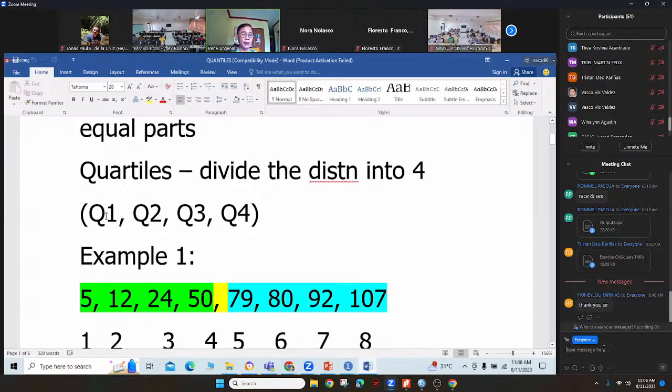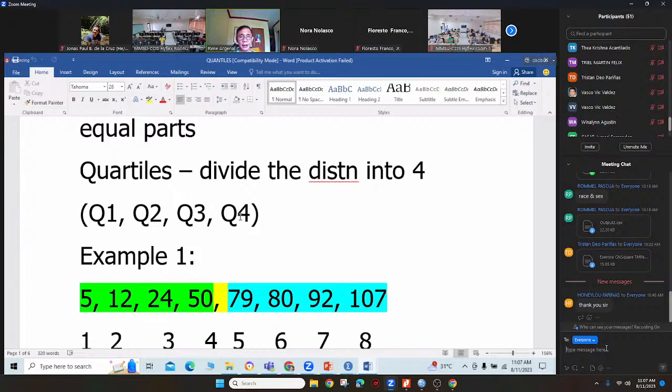You have Q1, Q2, Q3, and Q4. Q1 is the first quartile, Q2 is the second quartile, Q3 is the third quartile, and Q4 is the fourth quartile. But there is no such thing as Q4, it's usually associated with whatever is the highest or the largest value in the data set. This is just an estimation on how to determine the quartiles.